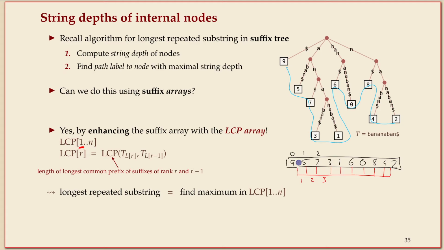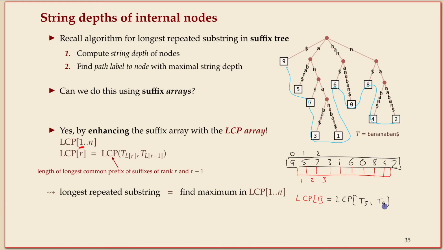But we use the leaves in sorted order. So it's the entry at 1, if we do this here as a concrete example. So LCP of 1 is the longest common prefix of two suffixes, namely the one starting at L of R. L of R is 1, so that's the text starting at 5. And of L of R minus 1, that's 0. So it's L of 0, which is 9.